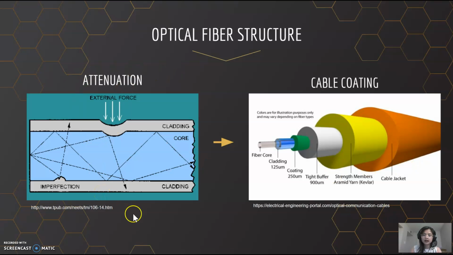Attenuation is caused by external force or imperfections, which basically causes the critical angle to shift to be smaller, and then you'll have refraction. As you can see here, the ray of light is going past the core into the cladding. And when that happens, the light is lost from the fiber.